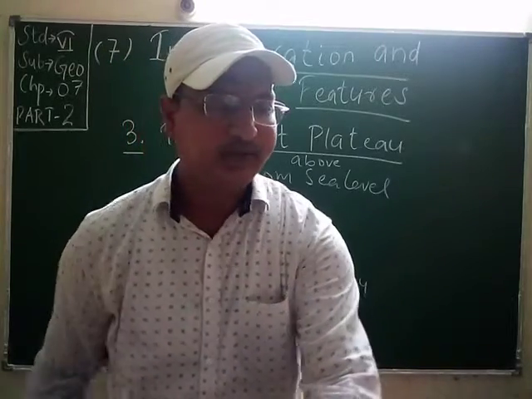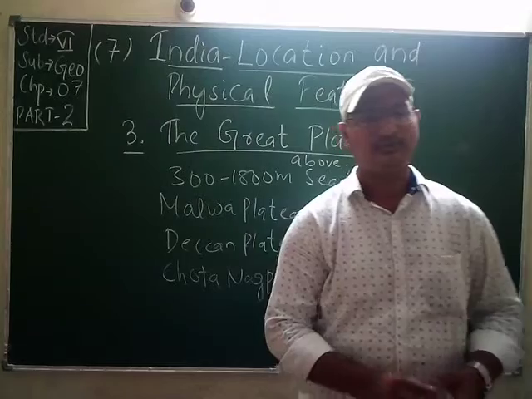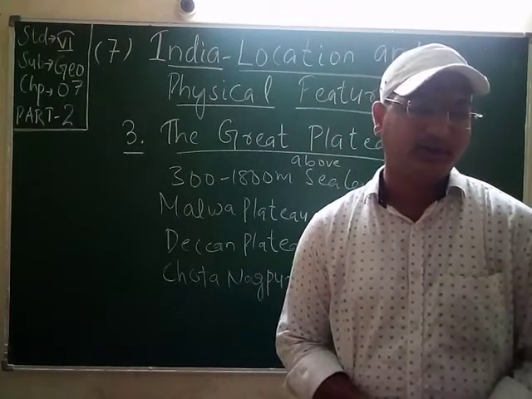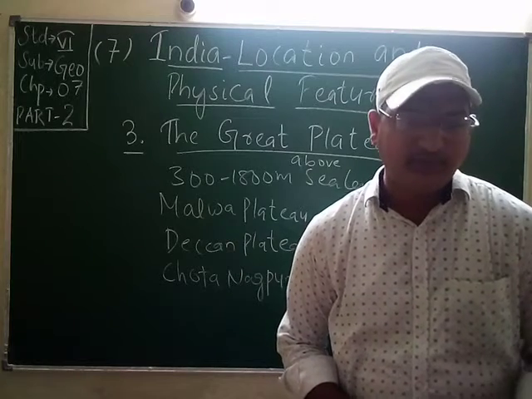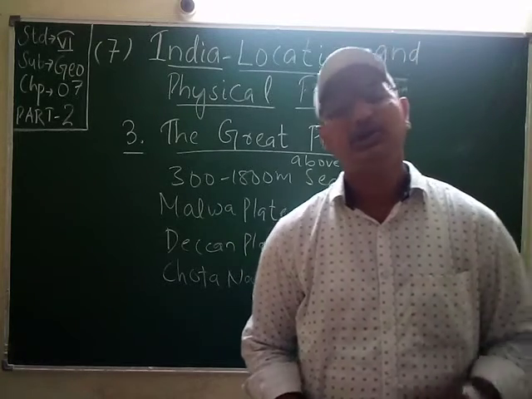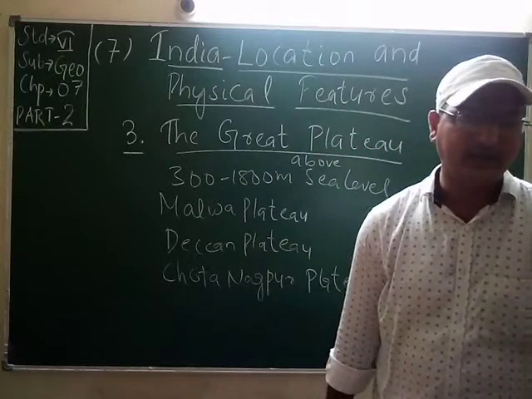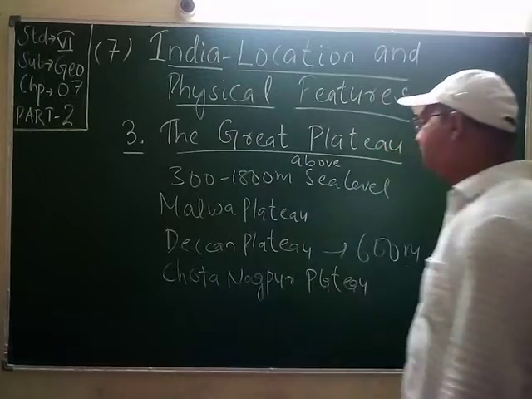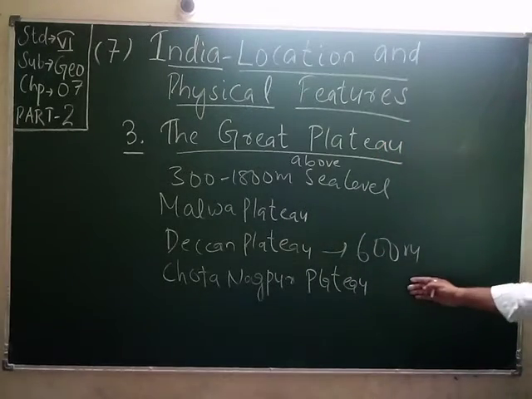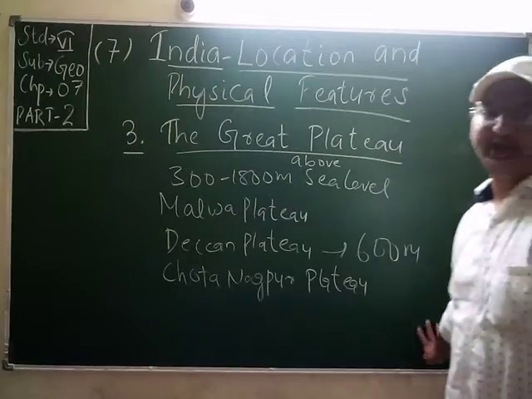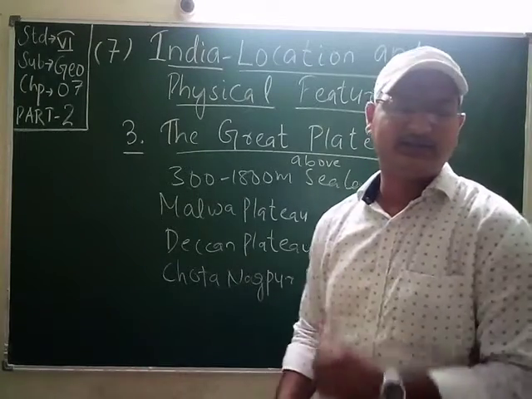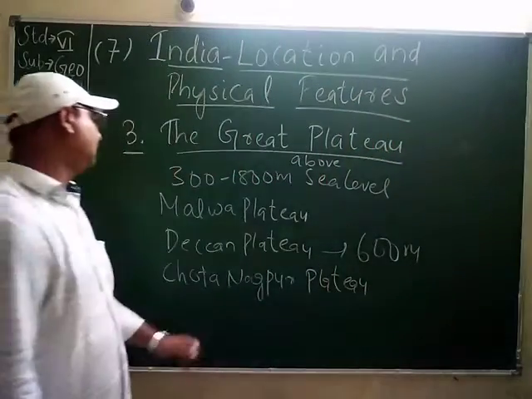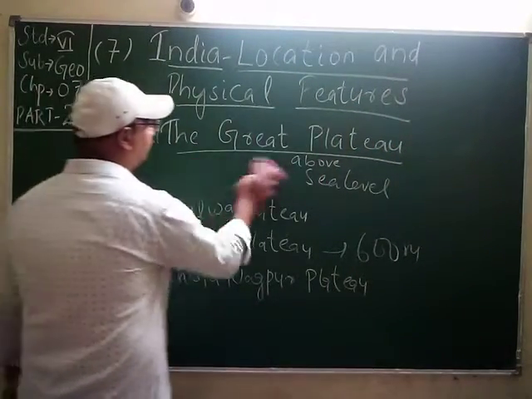Then students, the vast plateau of the Deccan is a large triangular plateau and lies in the southern part of our peninsular India. It is tableland bounded by the Satpura range, the western Ghats and the eastern Ghats with an average elevation of about 600 meters. Students, the Deccan plateau has an average elevation of 600 meters. Students, there are 6 large rivers flowing through it. So what are the 6 large rivers in this plateau region?